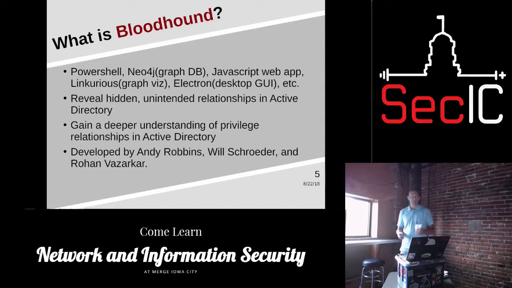relationships in Active Directory and get a better understanding of the relationships there. What I mean by that is you could do a query of who is a domain admin, who is this type of admin, and it may give you back this user, this user, this user. But what you may be missing is that you have these users who are part of this group, that's part of that group, that has close to the rights of a domain admin. You may not be listing all the people. You may have someone with rights you don't know they actually have. You start adding users to that group because they need it for that job, but suddenly you're giving them all these extra rights you didn't realize were there. And then, of course, this is being developed by Andy Robbins, Will Schroeder, and Rohan Vazarkar.